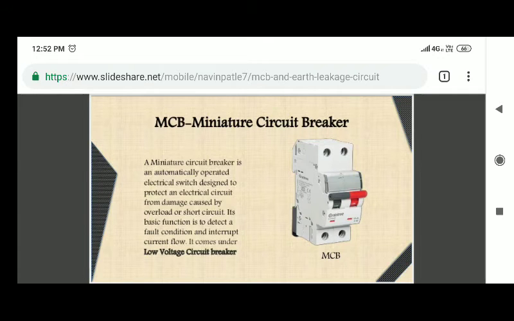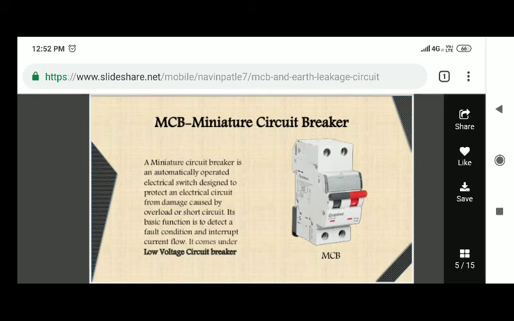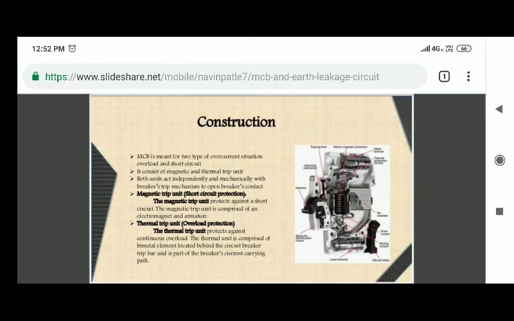This diagram shows the MCB, which is connected to your electricity meter. First we connect the electricity meter reading board, and after that the neutral and phase are connected to the MCB. You can see this MCB placed at your home. Then this is the inner construction of the MCB.